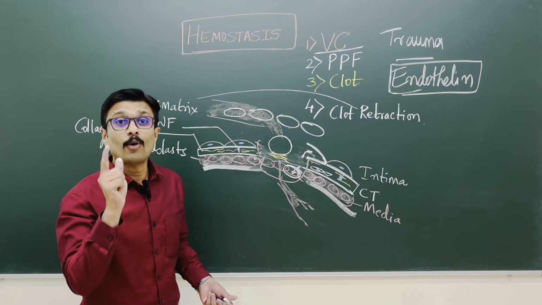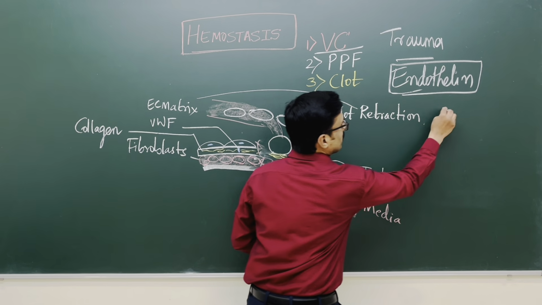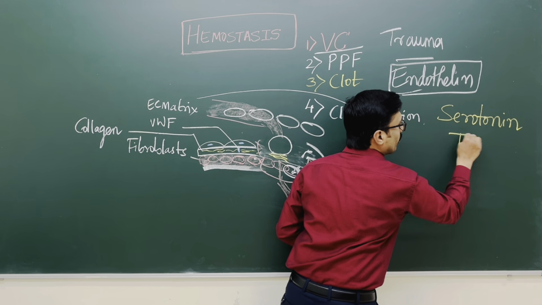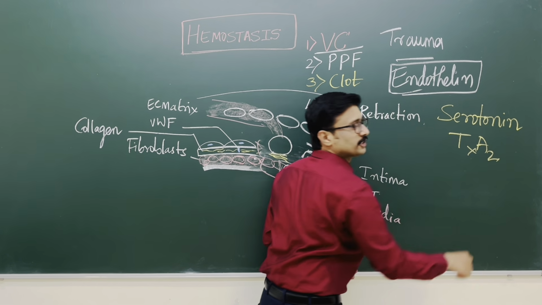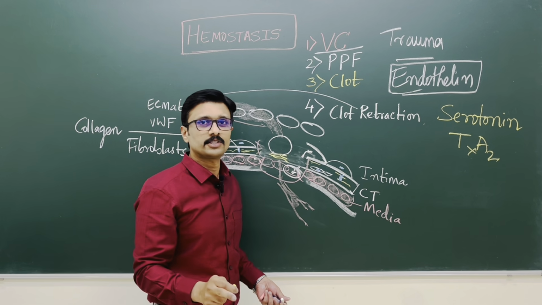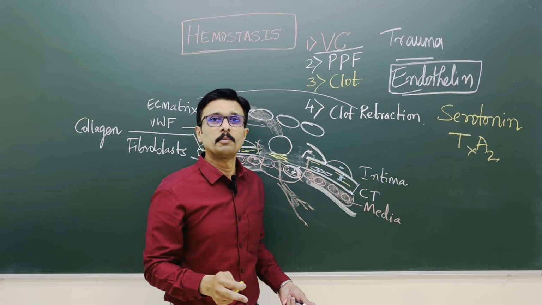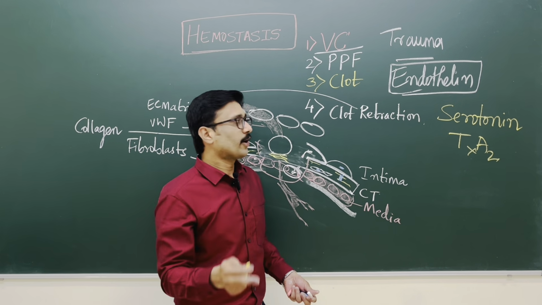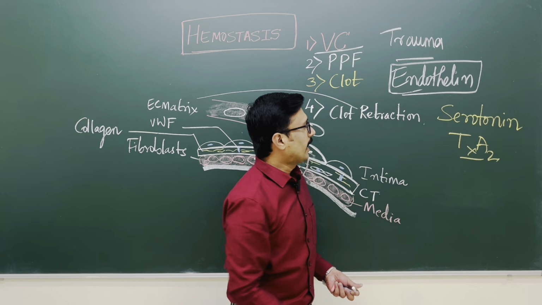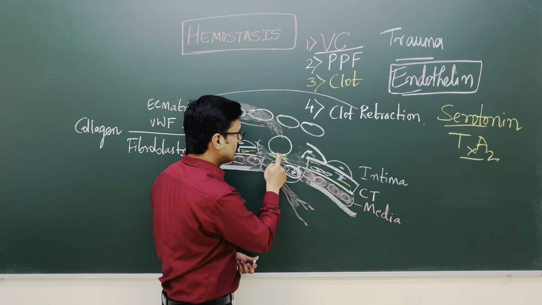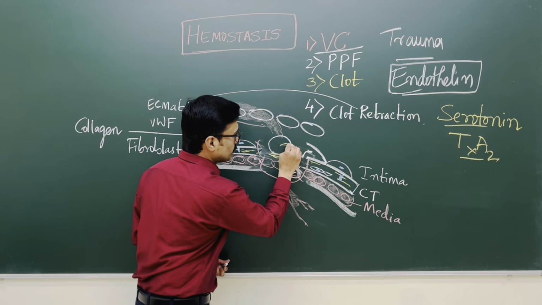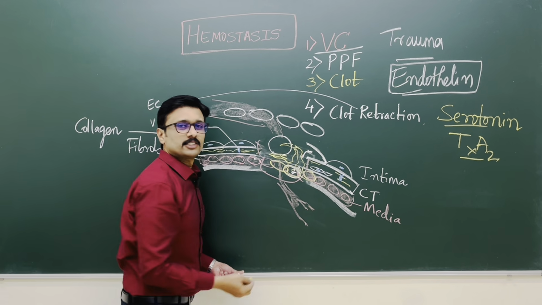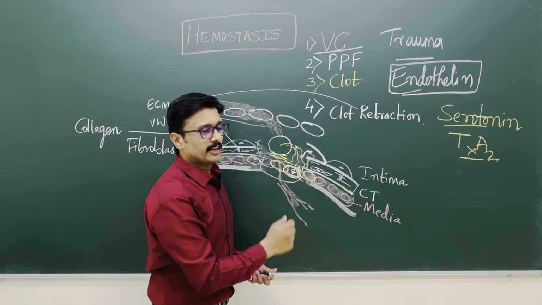What is present within the granule of the platelet? Serotonin is there. Thromboxane A2 is also released from the platelets, though it is not present in the granules. Thromboxane A2 is produced from the platelet phospholipids turning into arachidonic acid, and from the arachidonic acid, thromboxane A2 is formed. These two, serotonin and thromboxane A2, secreted from the platelets, will act on the smooth muscles, and the smooth muscles contract, resulting in vasoconstriction.